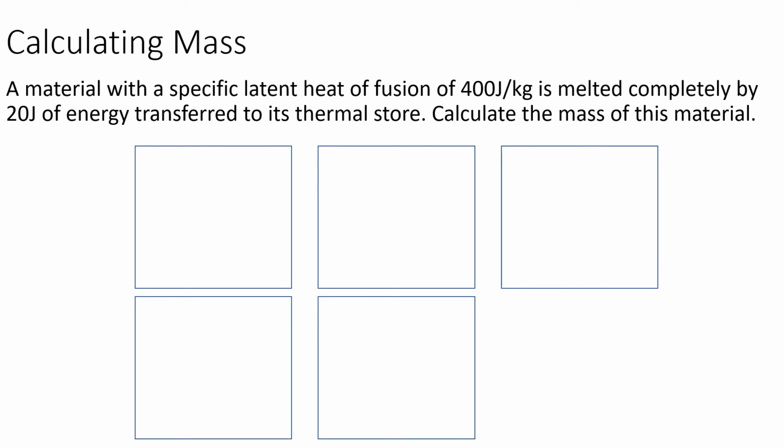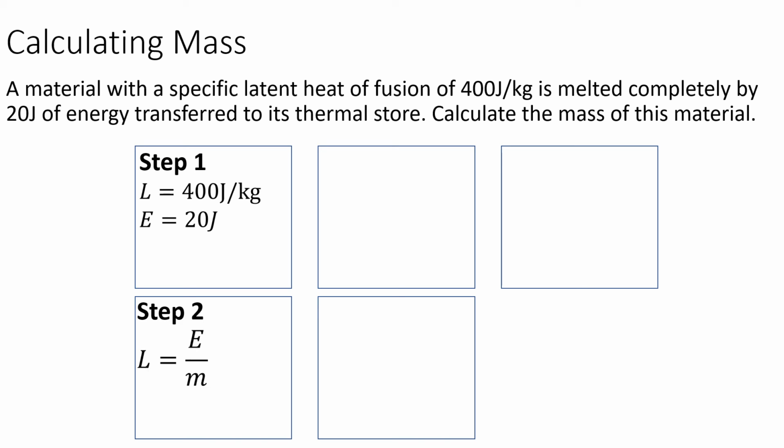Now, what if we know the specific latent heat and we also know the energy supplied? This could tell us the mass of the material that we have. So, a material with a specific latent heat of fusion of 400 joules per kilogram is melted completely by 20 joules of energy transferred to its thermal store. Calculate the mass of this material. Step 1. Write down what we know. We know the specific latent heat of fusion and we also know the energy. Step 2 is to write down our equation. Step 3 is to substitute in the numbers. Now this time it's 400 equals 20 divided by m.